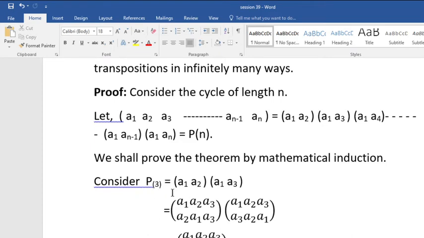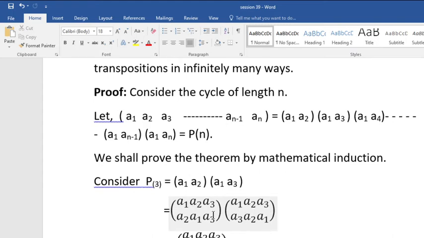That is, we have considered P3 equal to a cycle containing the two elements (a1 a2), and then another, (a1 a3). So (a1 a2) means it is understood that the image of a1 is a2, the image of a2 is a1, and the image of a3 is a3 itself. And here the image of a1 is a3, the image of a2 is a2, and the image of a3 is a1.